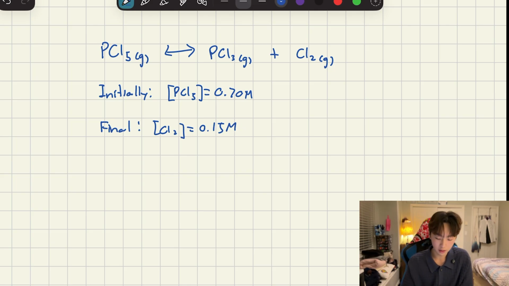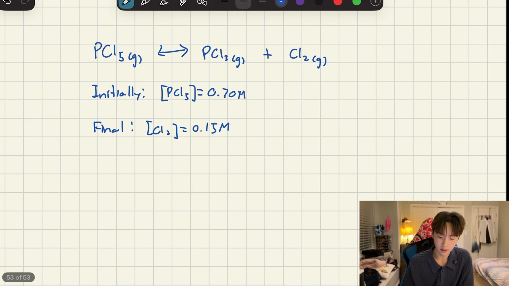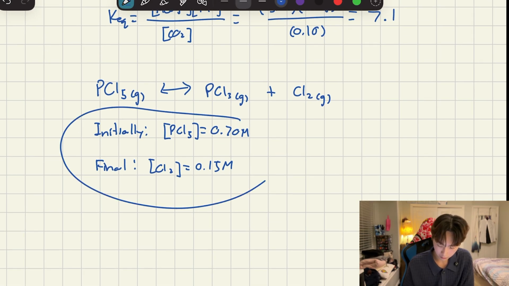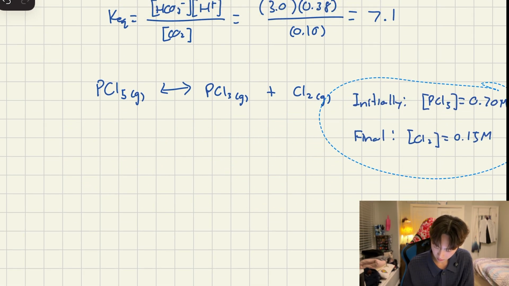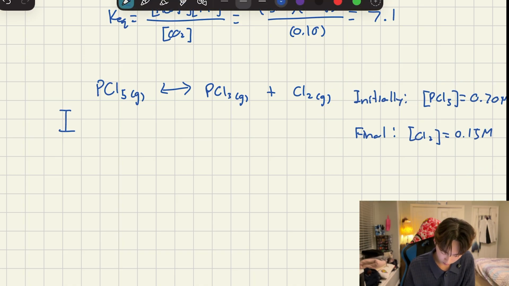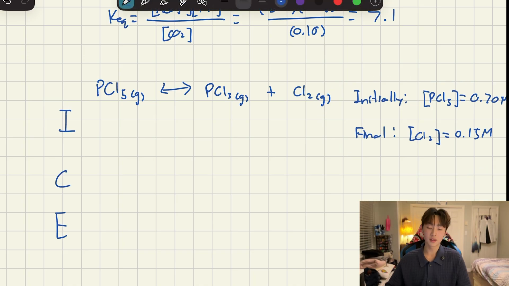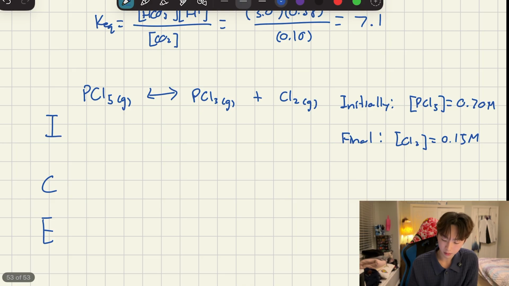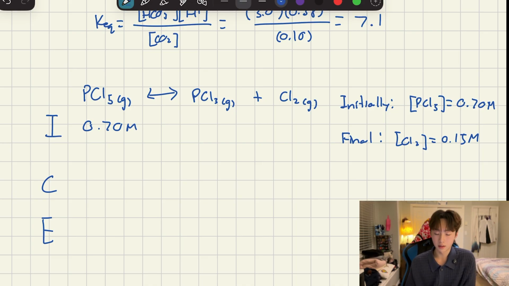So what we have to do here is to do what's called an ICE table. So I'll move these to the side. ICE. And what this stands for is I for initial, C for change, and E for equilibrium. So E for when equilibrium is reestablished. So let's fill in what we can right now. So we know that we start with 0.70 molar of PCl5. And we know that we don't have any products right now. So these are going to be 0.